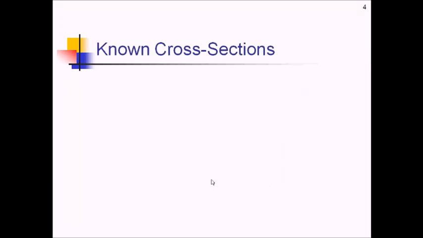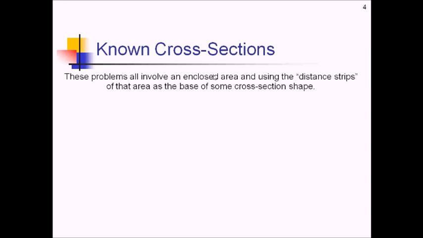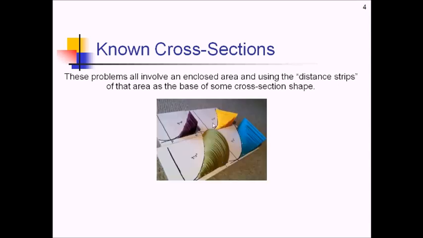So the key to unlocking the problem we just saw and all the other problems today is to realize that all these problems have an enclosed area with distance strips of that area serving as the base of some cross-section shape. So here's some more visuals. We've got squares, triangles, rectangles, semicircles. These are all possible cross-sections perpendicular to the x-axis. And the key on all of these is the base of each of these cross-section shapes, which you can eventually use to find its area. That base is just the distance strip you would be using to find the area of the enclosed region.